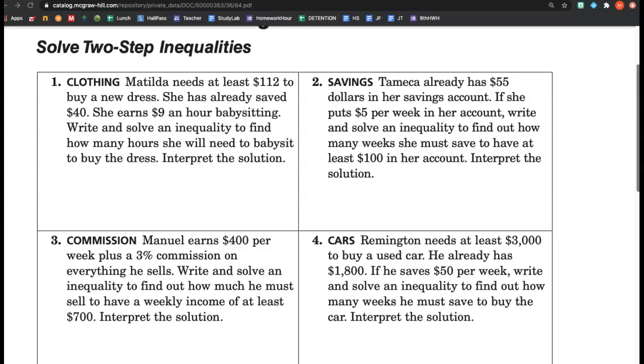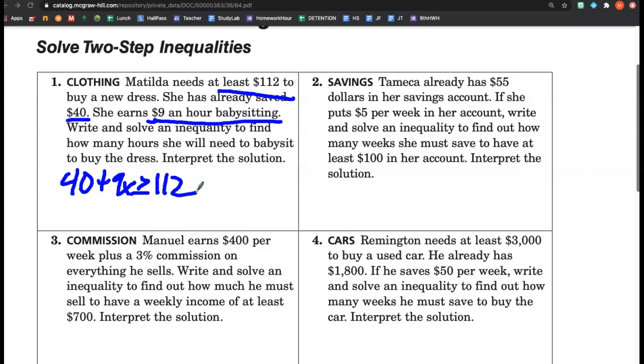Important. Okay, so at least $112 and $40 saved and $9 per hour babysitting. Okay, so what did you guys write for the inequality? We wrote 40 plus 9x. This sign, what is that sign? Greater than or equal to.